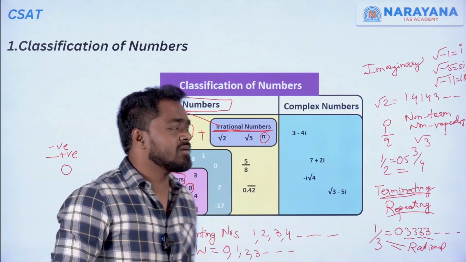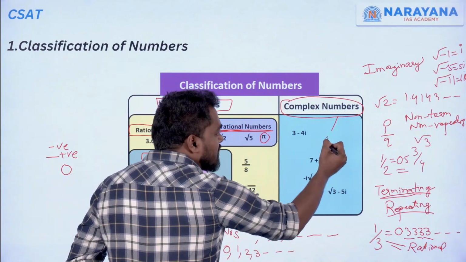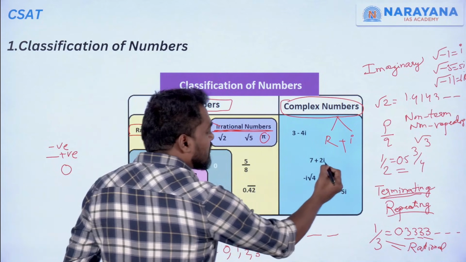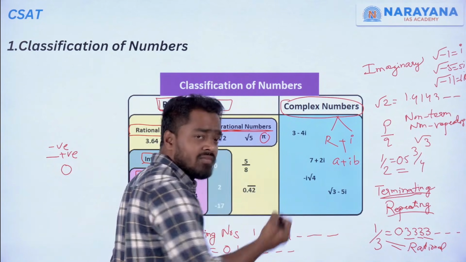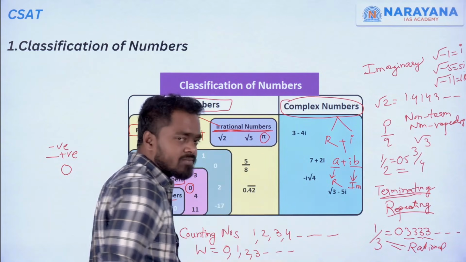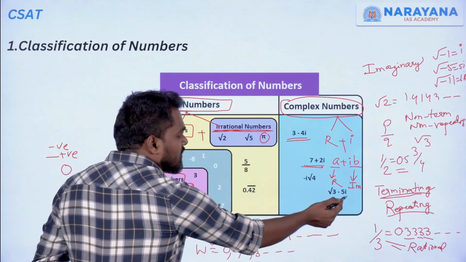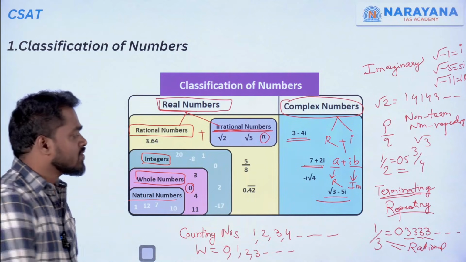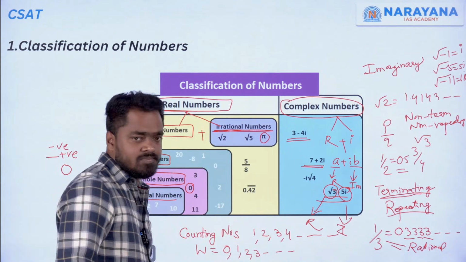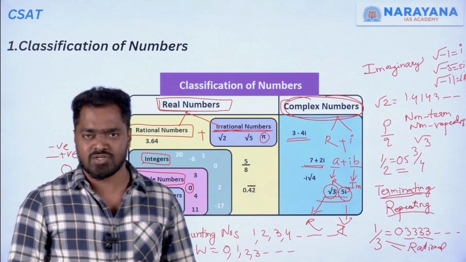Now the larger set is called complex numbers. These are nothing but the combination of real numbers and imaginary numbers. And usually these are expressed in the form of a plus ib. This a is the real part, and this ib is the imaginary part. You can see the examples: 3 minus 4i, 7 plus 2i, root 3 minus 5i. So this is called the real part and this is called the imaginary part. So these are called complex numbers. This is the broad classification of numbers.